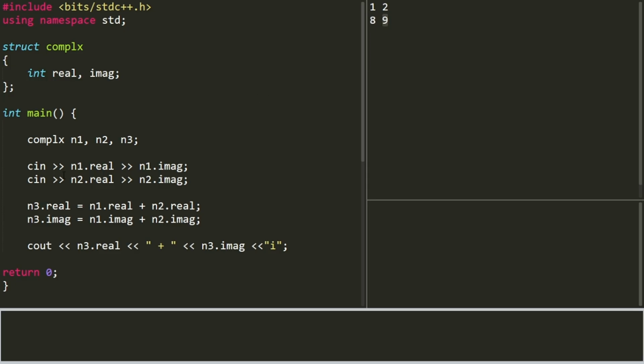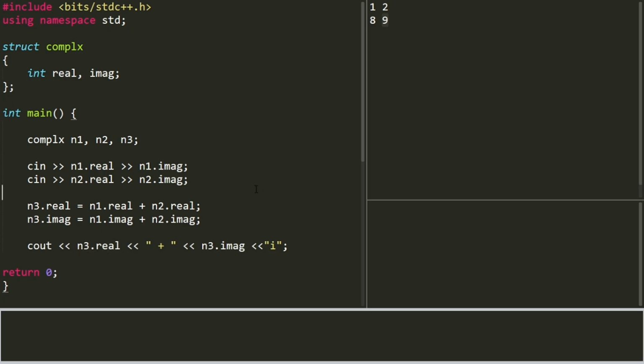Okay. Now we are adding. So in n3's real part, we are storing n1's real part plus n2's real part. So in n3 what will be added is 8 plus 1. Now in the imaginary part of n3 we are adding n1's imaginary part and n2's imaginary part, which means we are adding 2 and 9. Okay. And then at the end we are just printing n3's real part and n3's imaginary part.